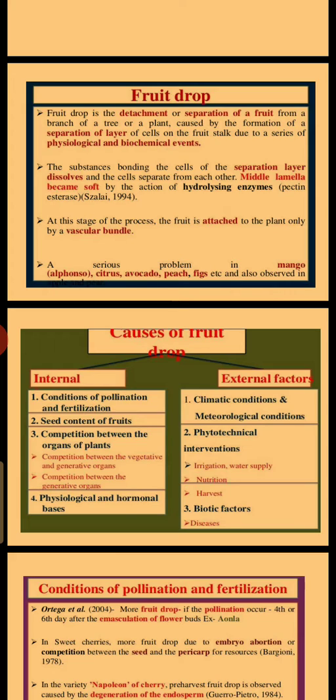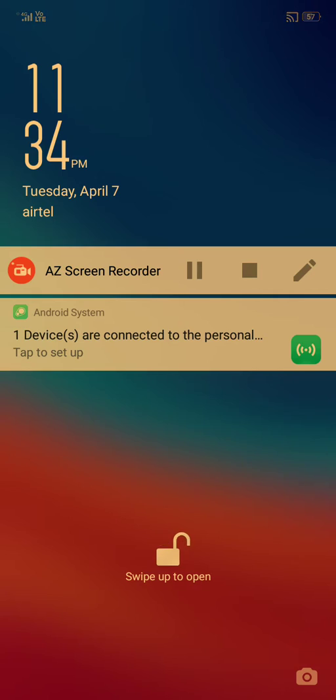There is more fruit drop if pollination occurs between 4 and 6 days after the emasculation of the flower in the case of amla. As I told you earlier, a specific crop has a specific time period just after the emasculation of the flower for pollination. If you miss it, or are not able to do pollination at the recommended time, it may be the cause of early fruit drop.